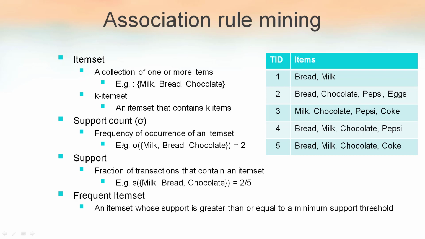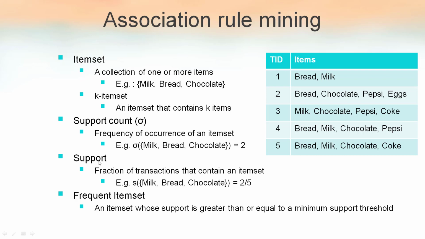Next is the support count. Support count means frequency of occurrence of an item set. Here we are taking one item set, milk, bread, chocolate. And in this transaction database, we are finding the frequency of occurrence. In transaction 4, you can see milk, bread and chocolate, so one occurrence. In transaction 5 also you can see milk, bread and chocolate. So total 2 occurrences. So the support count of the milk, bread, chocolate item set is 2.